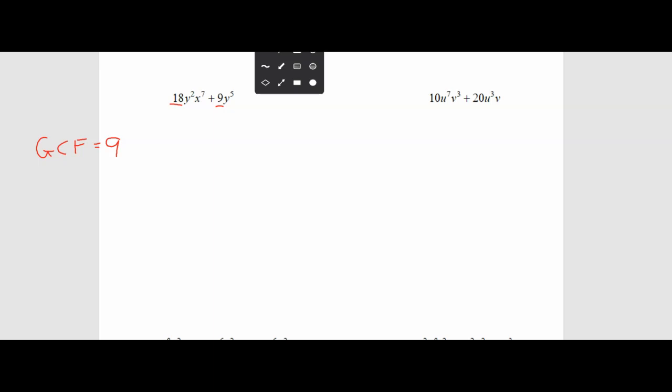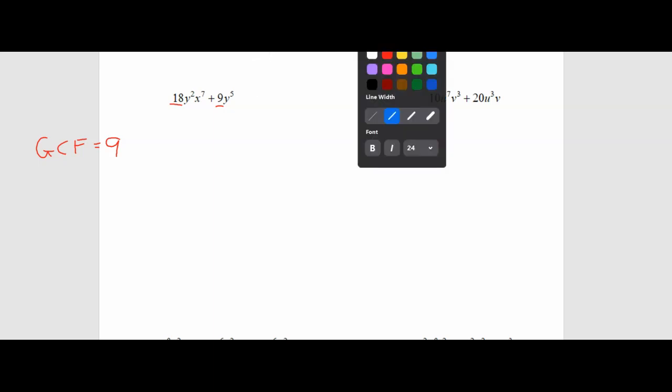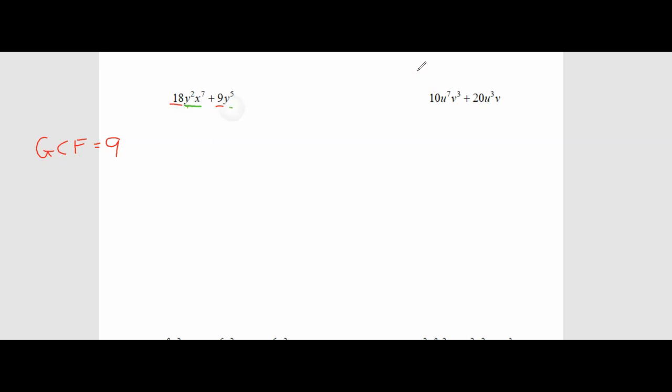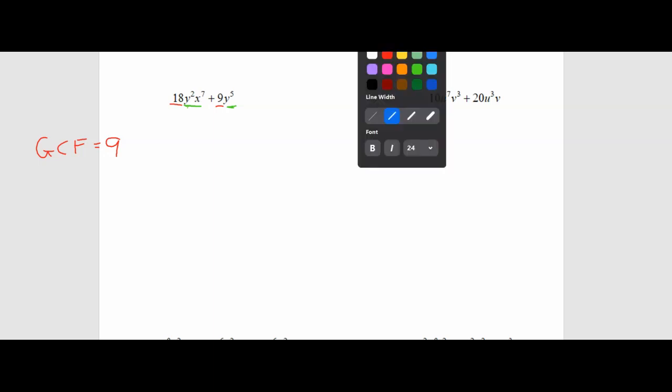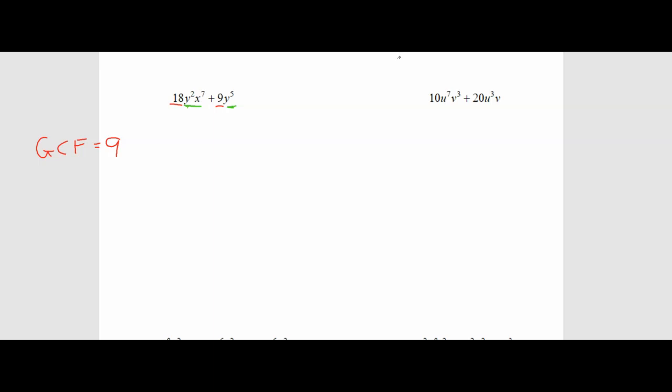Now the variable portion, notice that there's 2 variables attached to the 18, but there's only one attached to the 9. So the x cannot be a part of our greatest common factor because the 9y to the 5th does not have any x's. So x's are going to be left out. And the most amount of y's that appear, the most amount of y factors are 2. Right? There are 2 y factors in this term and 5 in this term. And we have to take the smallest, right? Because the most amount of y's that appear in both terms is 2. So greatest common factor, 9y squared.